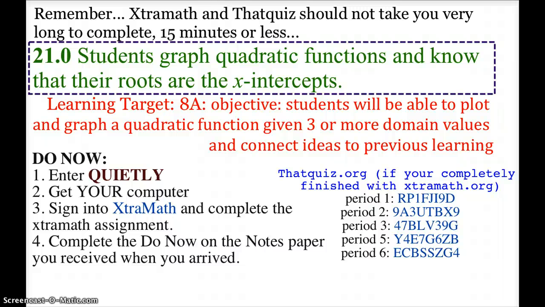Okay, so I know I'm going to be absent today, so extra math and that quiz, you know where it is, you know how to get there. Extra math and that quiz should not take you more than 15 minutes to complete. Please don't waste your time.